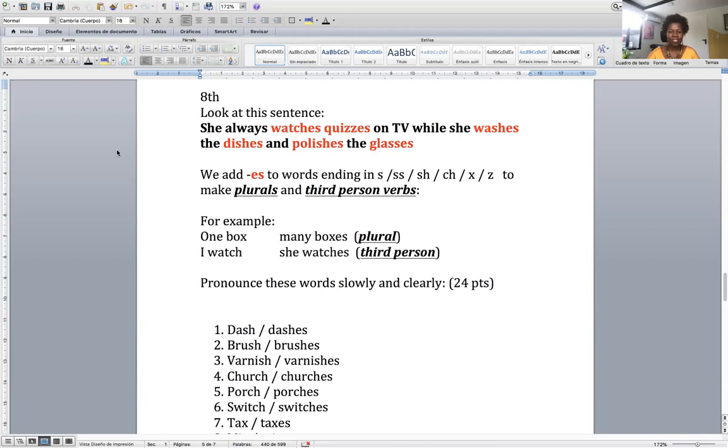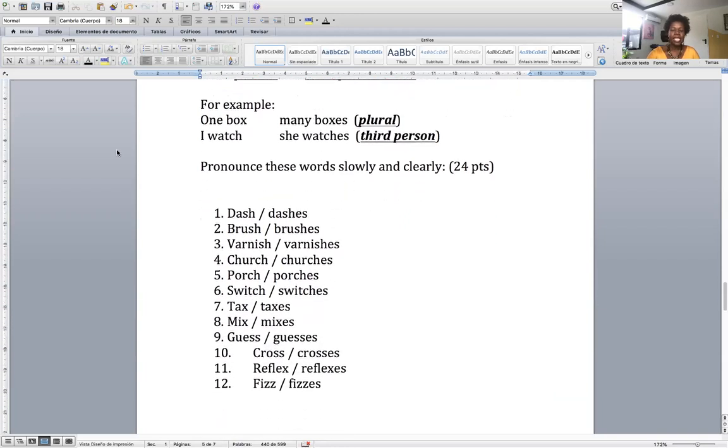I watch, she watches. So your assignment is that you're going to pronounce each of these 24 words in an audio, and you're going to pronounce them clearly and slowly. Don't try to talk too fast, because sometimes when you do that, you don't get all the letters in, and in English, it's extremely important to pronounce all the letters that are supposed to be pronounced, because there are a lot of silent letters, but for instance, an S and an ES at the end, or a D, it has to be pronounced. Okay, so I'm going to do that for you slowly, at least twice.